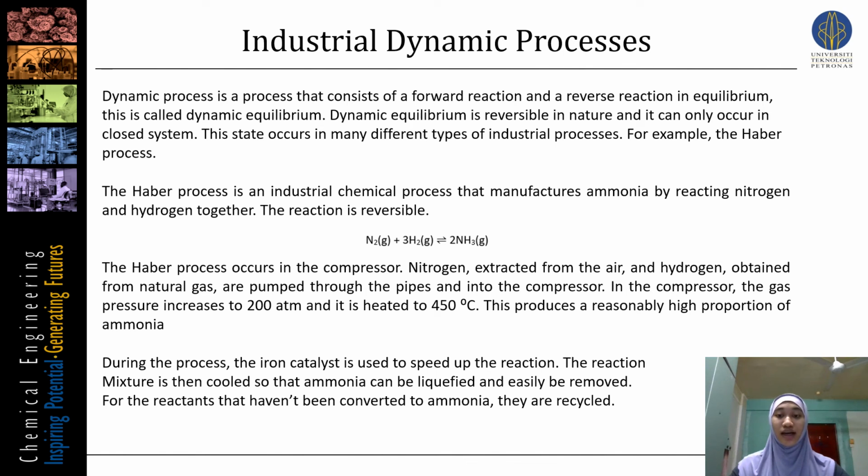This produces a reasonably high proportion of ammonia. During the process, the iron catalyst is used to speed up the reaction. The reaction mixture is then cooled so that ammonia can be liquefied and easily removed. For the reactants that haven't been converted to ammonia, they are recycled.